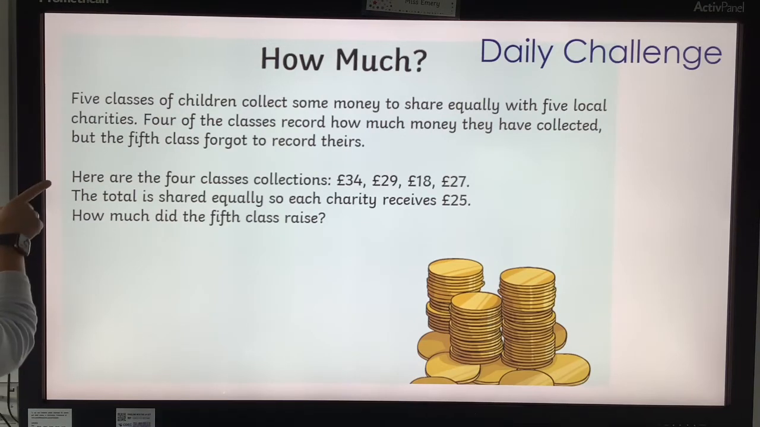So, here are the 4 classes' collections, 34, 29, 18 and 27. The total, once it has been shared equally to each charity, is £25. Each of the 5 charities gets £25. How much did the 5th class raise? So there's a couple of steps here. I really want you to take your time, think about it carefully. Pause the video and I will go through the answers.